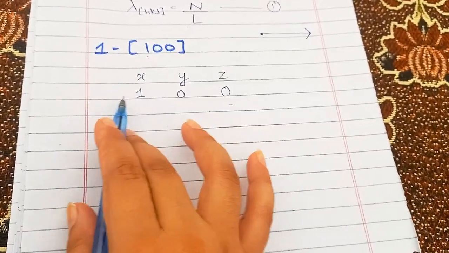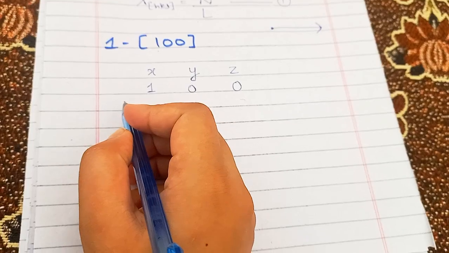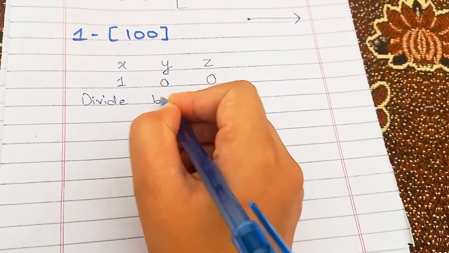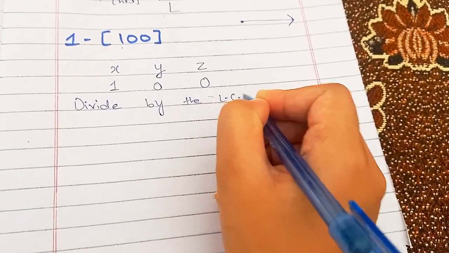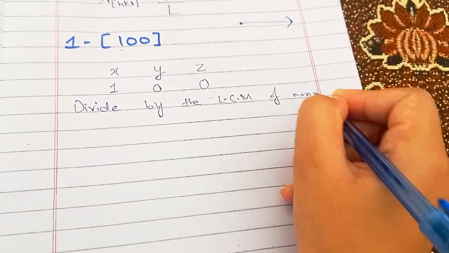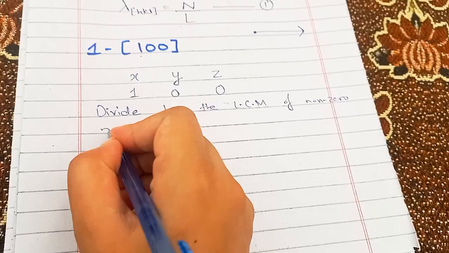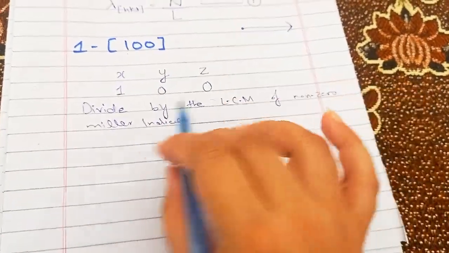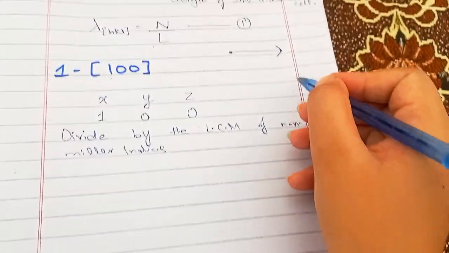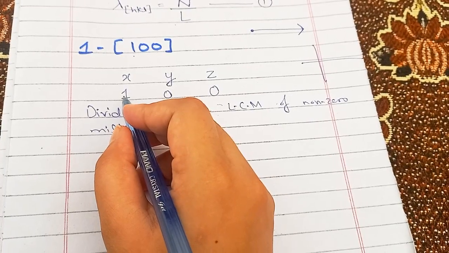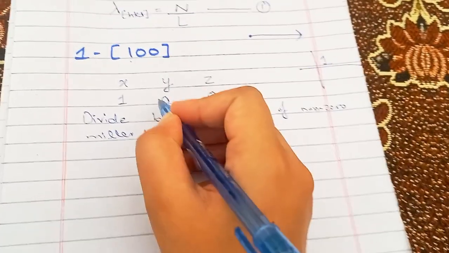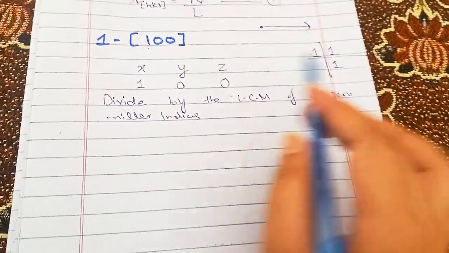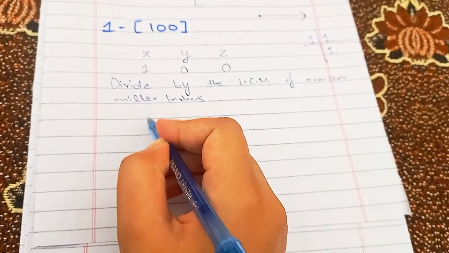After separating them into coordinates, the second step is to divide by the LCM of the non-zero Miller indices. This is something that you can do in rough work as well, because here the non-zero index that you will get is 1 only. These are 0, 0, so their LCM will not be taken. So it's simply 1. LCM is 1. We'll divide each of the indices by 1.